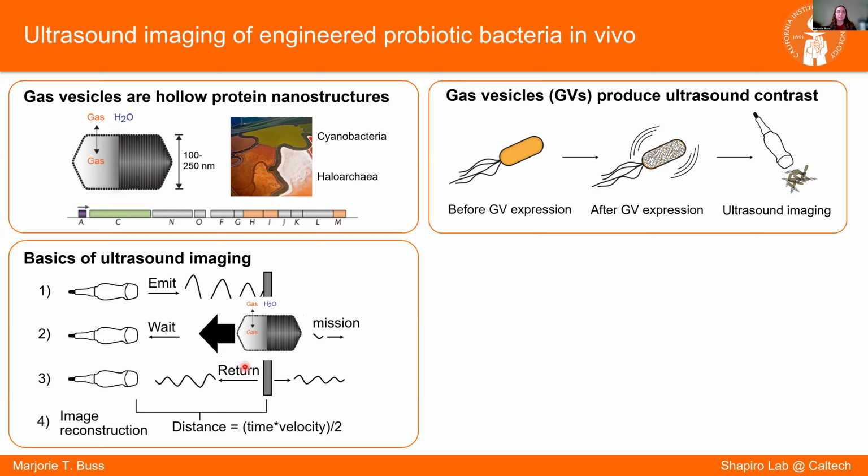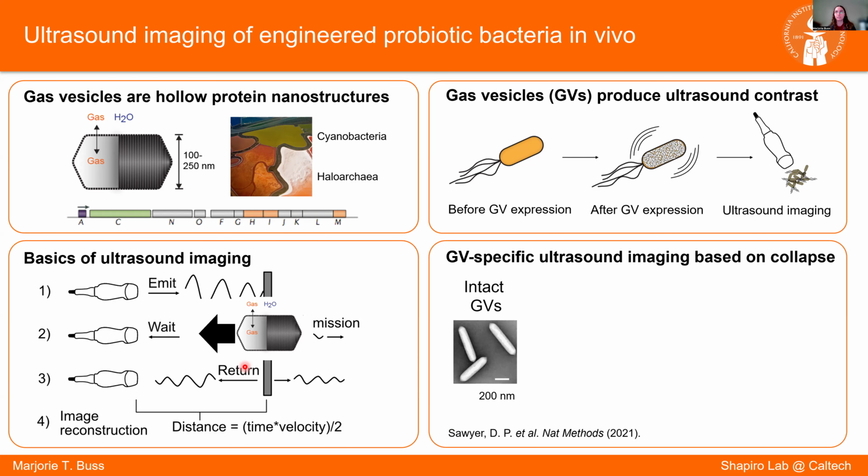But the issue with this is that both tissue and gas vesicles have the same sort of signal. So then the question was, how do we separate out these two? We want to be able to image gas vesicles specifically under ultrasound imaging to separate them from the tissue signal.